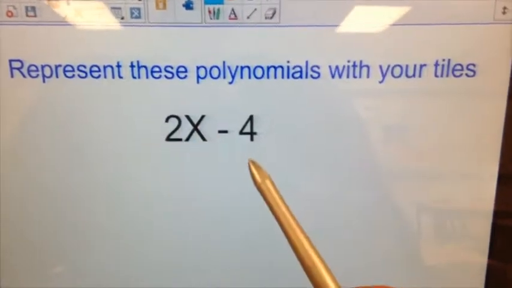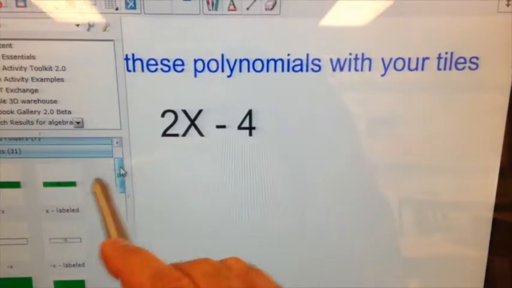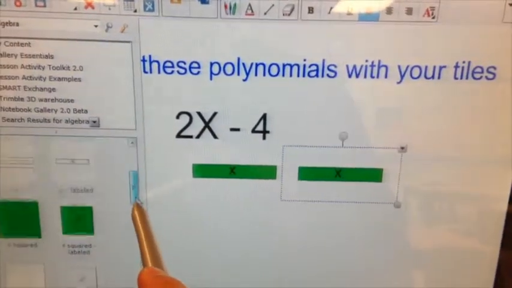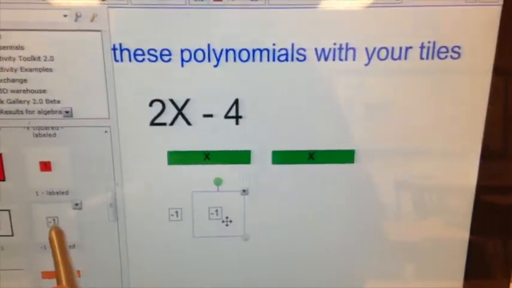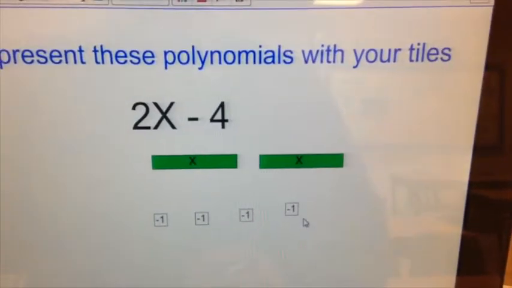It's got 2x, negative 4. So if I had to represent that, we have 2x, and then we have negative 4. There's negative 1, negative 2, negative 3, negative 4. 2x, negative 4.